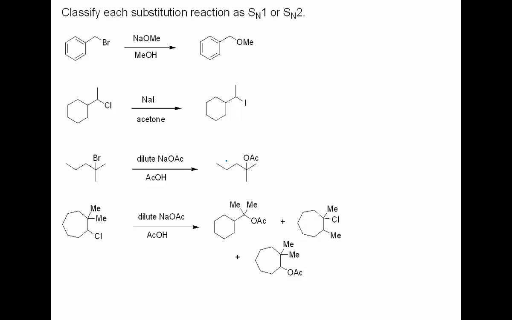Okay, so here's a problem. Classify each substitution reaction as SN1 or SN2, and again, pause the video, do it, and then restart it and look at the answers. Okay, so in the first one, we have a relatively strong nucleophile, a primary halide. We're going to see SN2 kinetics in this reaction.